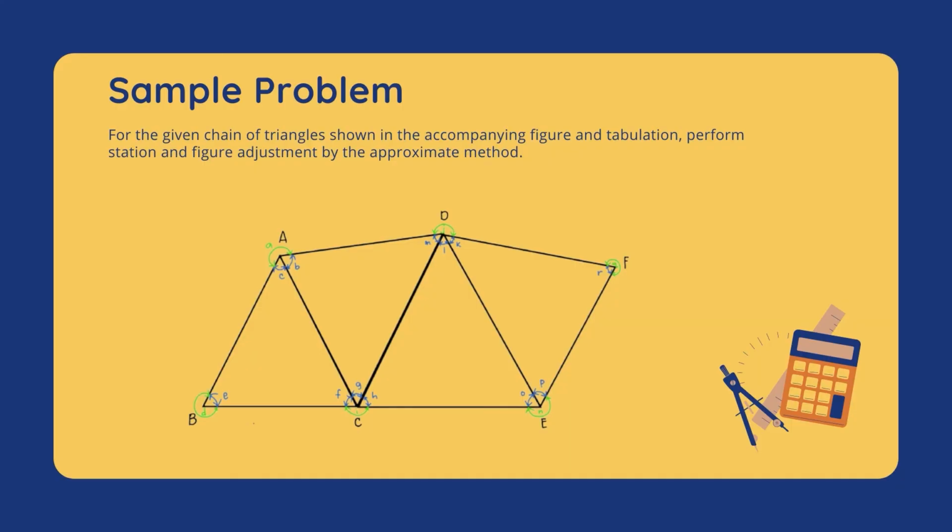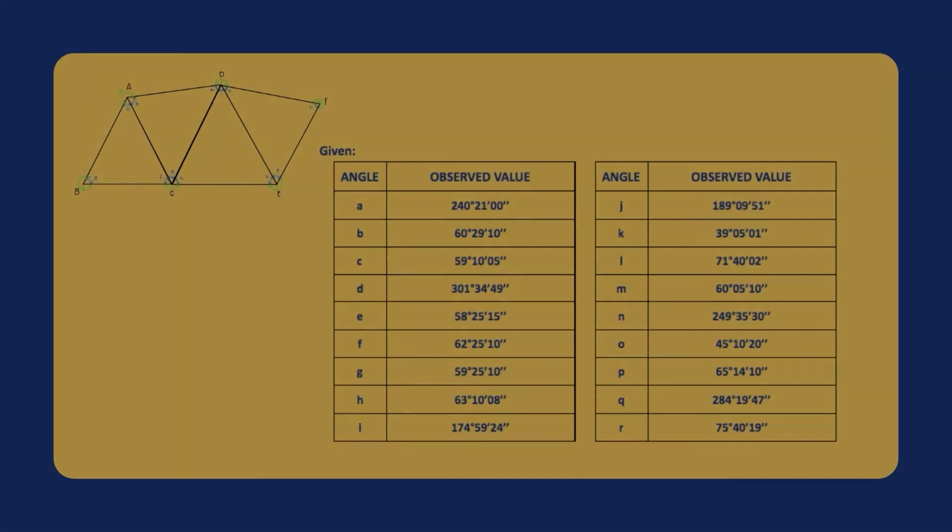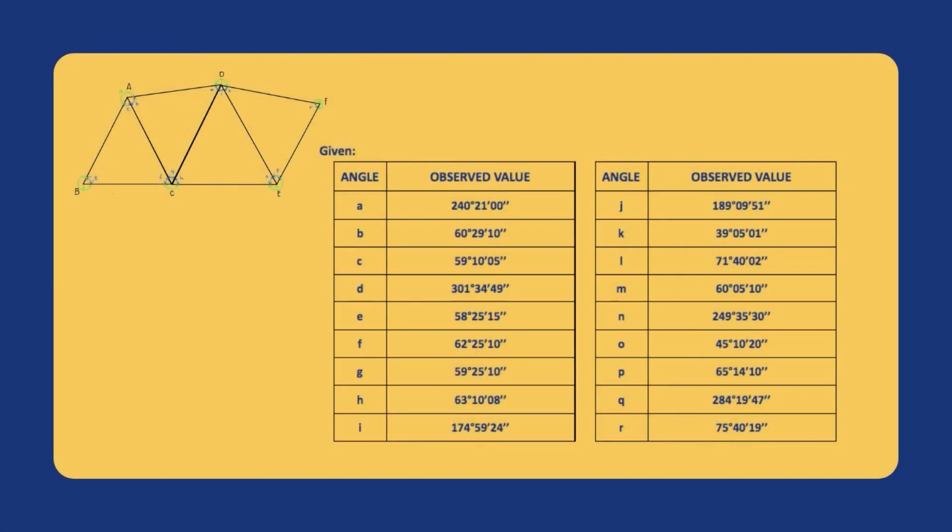In order to better understand the concepts we have covered so far, we will have a sample problem. For the given chain of triangles shown in the accompanying figure and tabulation, perform the station and figure adjustment by approximate method. So here we have a figure as shown. We also have a given of angles A through R. And so to perform the station method, we follow the 5 steps we have talked about a while ago.